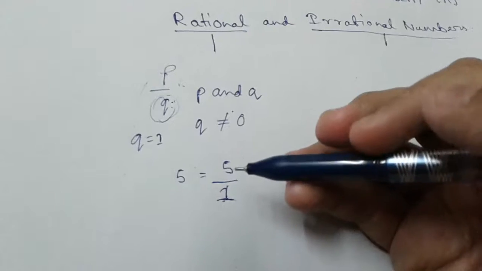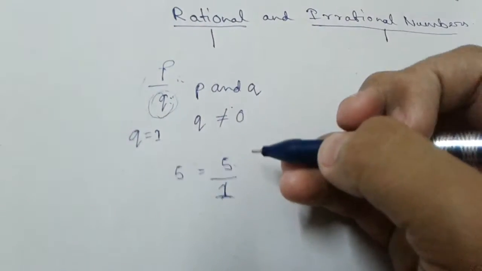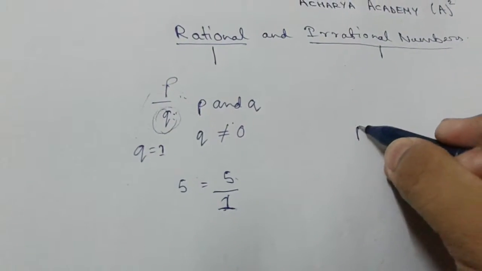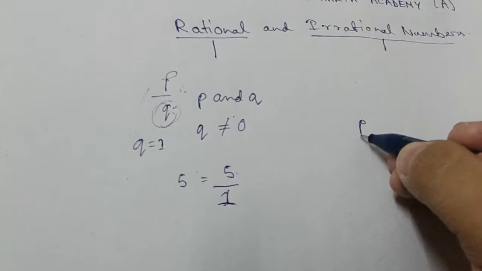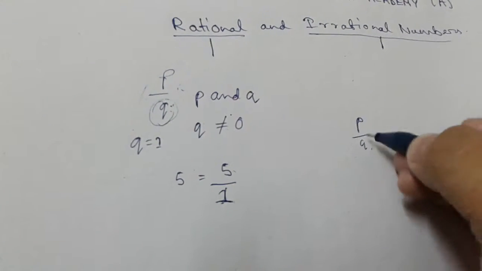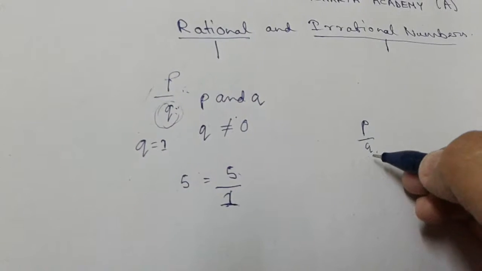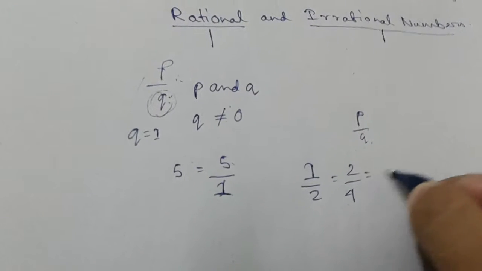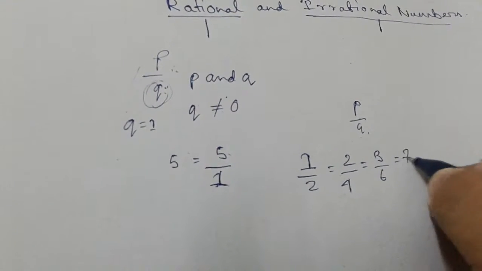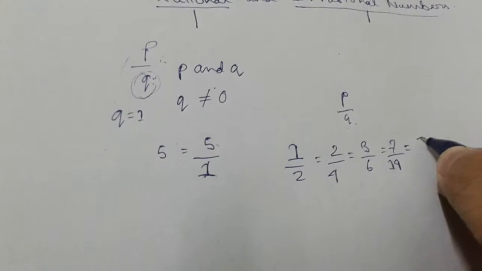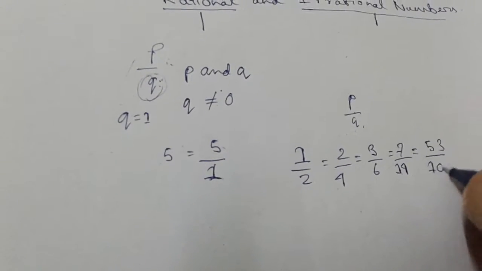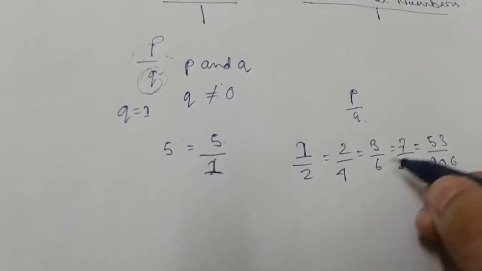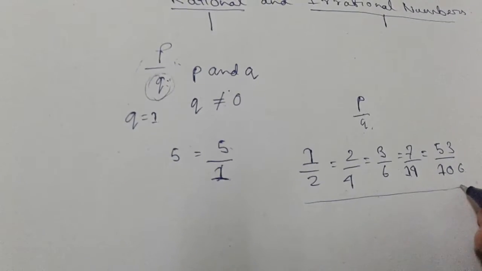So 5 by 1 gives us ultimately 5. We know that rational numbers do not have a unique representation in the form p by q, where p and q are both integers and q is not equal to 0, as said earlier. So 1 by 2 is equal to 2 by 4, which is equal to 3 by 6, which is equal to 7 by 14, and so on. These are equivalent rational numbers.